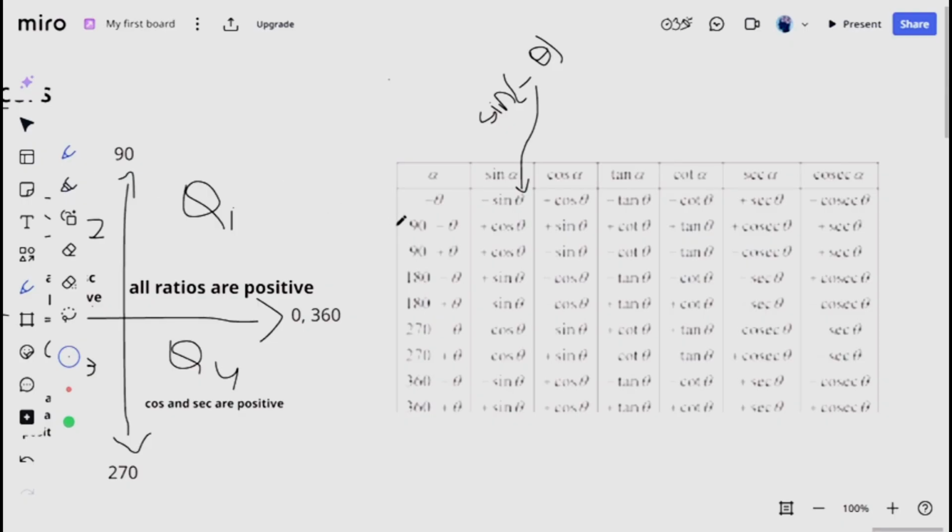And now let's continue with these allied angles, that means the added and subtracted angles. Let's continue with that. It's very easy.